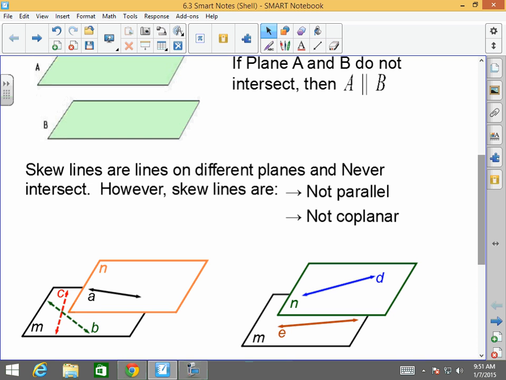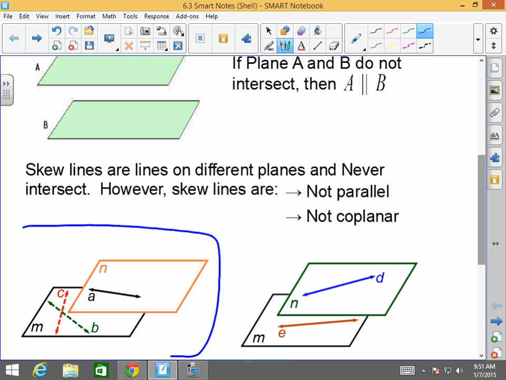So what am I talking about? Let's look at these two figures that I have here, okay? Let's look at this guy here first. You have plane N with line A on it, and plane M with lines C and B on it, okay? In this case, the lines are dashed. That doesn't mean that it's going through. It just means that I wanted to differentiate between the two planes.